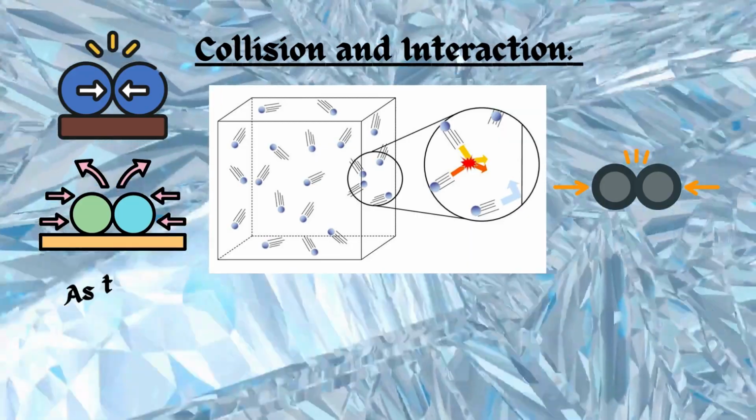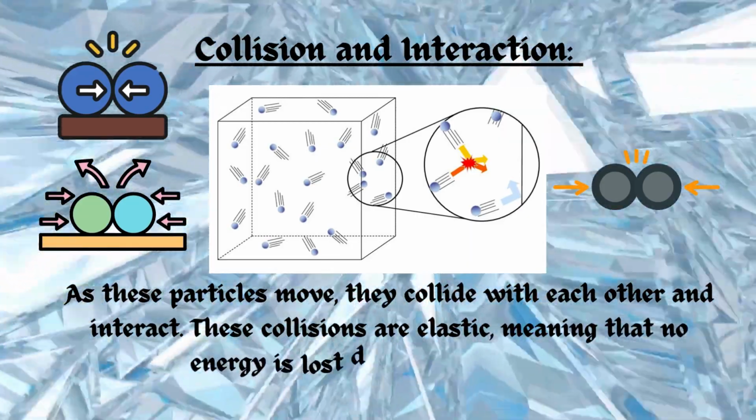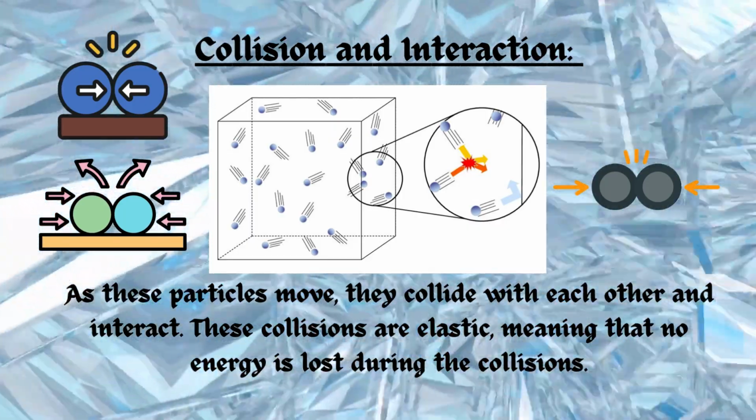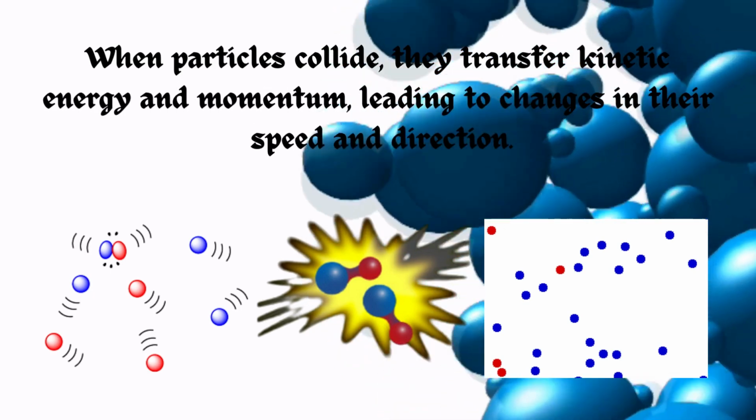Collision and interaction. As these particles move, they collide with each other and interact. These collisions are elastic, meaning that no energy is lost during the collisions. When particles collide, they transfer kinetic energy and momentum, leading to changes in their speed and direction.